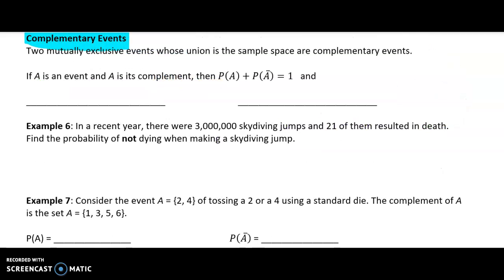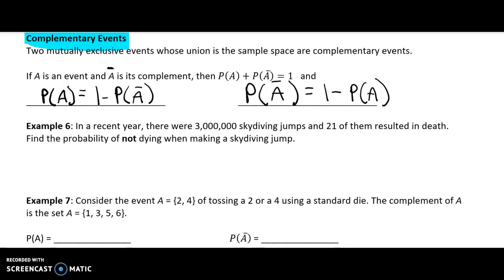Two mutually exclusive events whose union is the sample space are complementary events, like weekday and weekend. If event A is an event and A with a line over it is its complement, then the probability of A plus the probability of A complement equals 1. We can manipulate that formula to get the probability of A equals 1 minus the probability of A complement, and the probability of A complement equals 1 minus the probability of A. You might see A complement listed as not A.